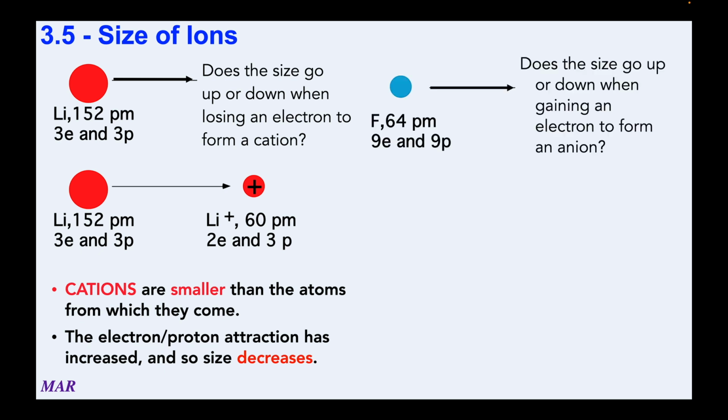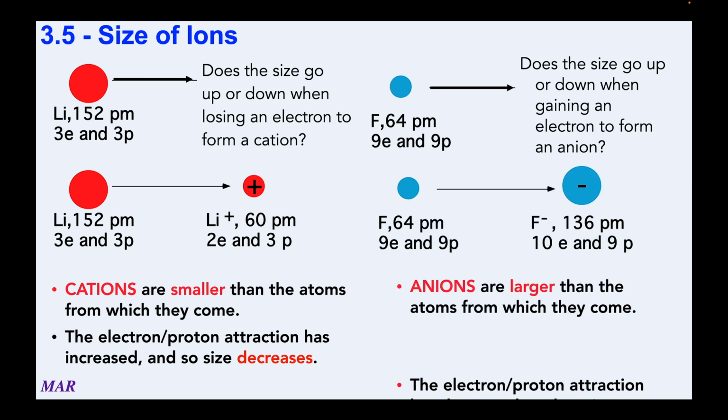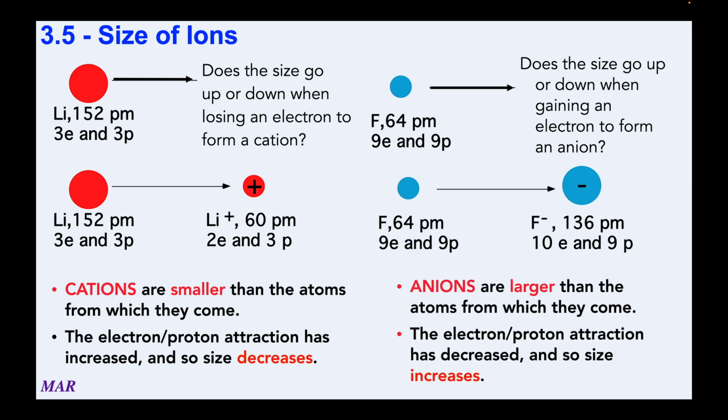However, if you're making an anion, for example, we're going to talk about fluorine going to F-1, fluoride, then we're going to see that those generally are bigger than the atoms they came from. So anions are bigger than the atoms they came from, while cations are smaller than the atoms they came from. And that'll be important here for a little bit.